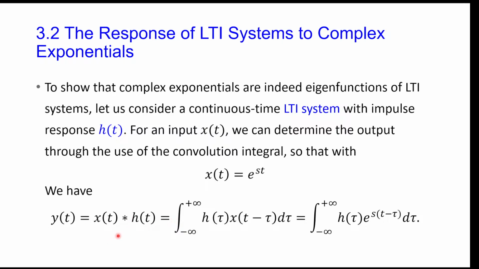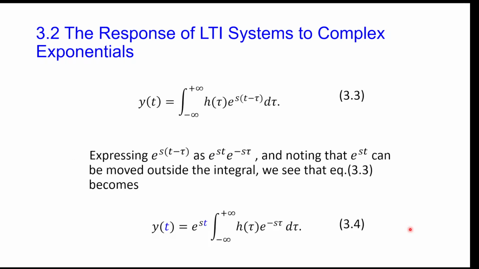And we switch the order by the commutative property of convolution. So this is equal to the integral of h of tau times x of t minus tau. Then we just substitute x of t minus tau with our e to the st, so this is e to the s of t minus tau, d tau. Then we see that we are actually very close to finishing already.